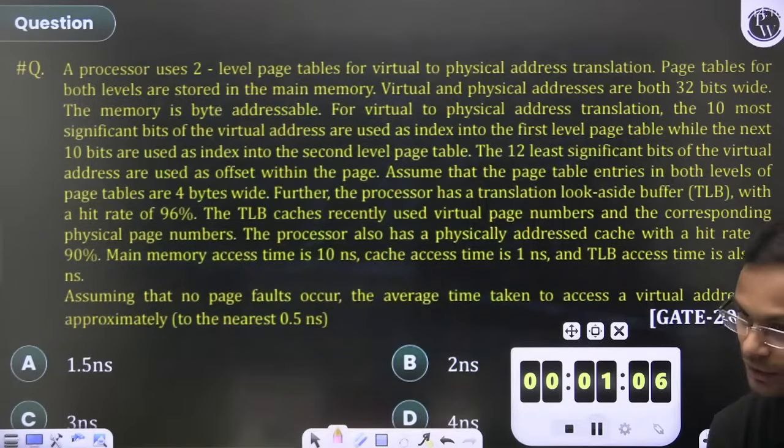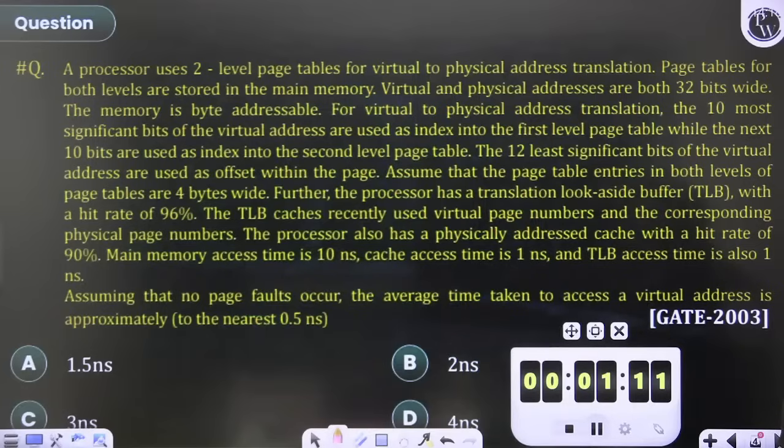Now solve this question. How do you guys come up with such kind of names, huh? Gate Smasher Karthik. Wow.